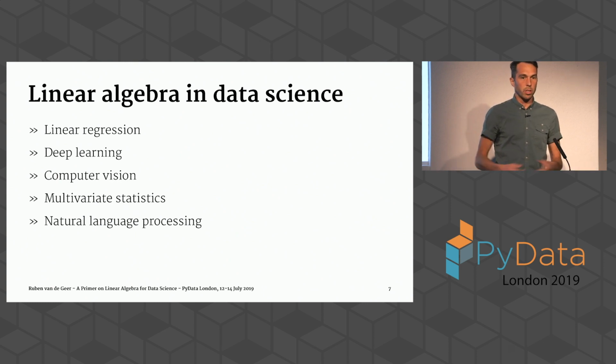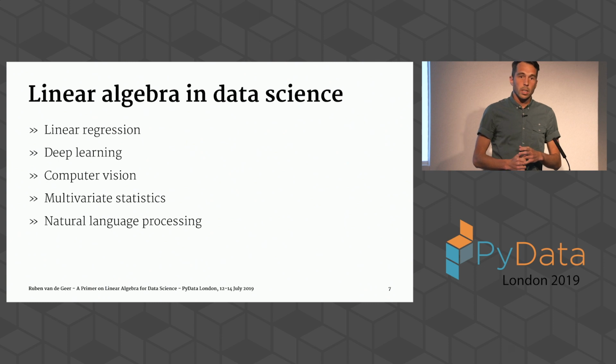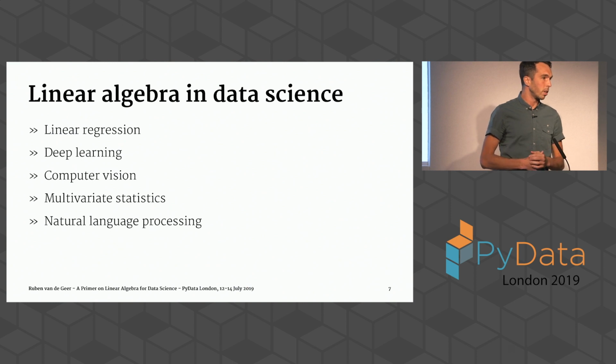It's used for linear regression. We will see that later in this talk. It's used in deep learning, computer vision, and multivariate statistics, if you think of principal component analysis, for example. It's also used in natural language processing. If you think of topic modeling, for example, that heavily relies on linear algebra.